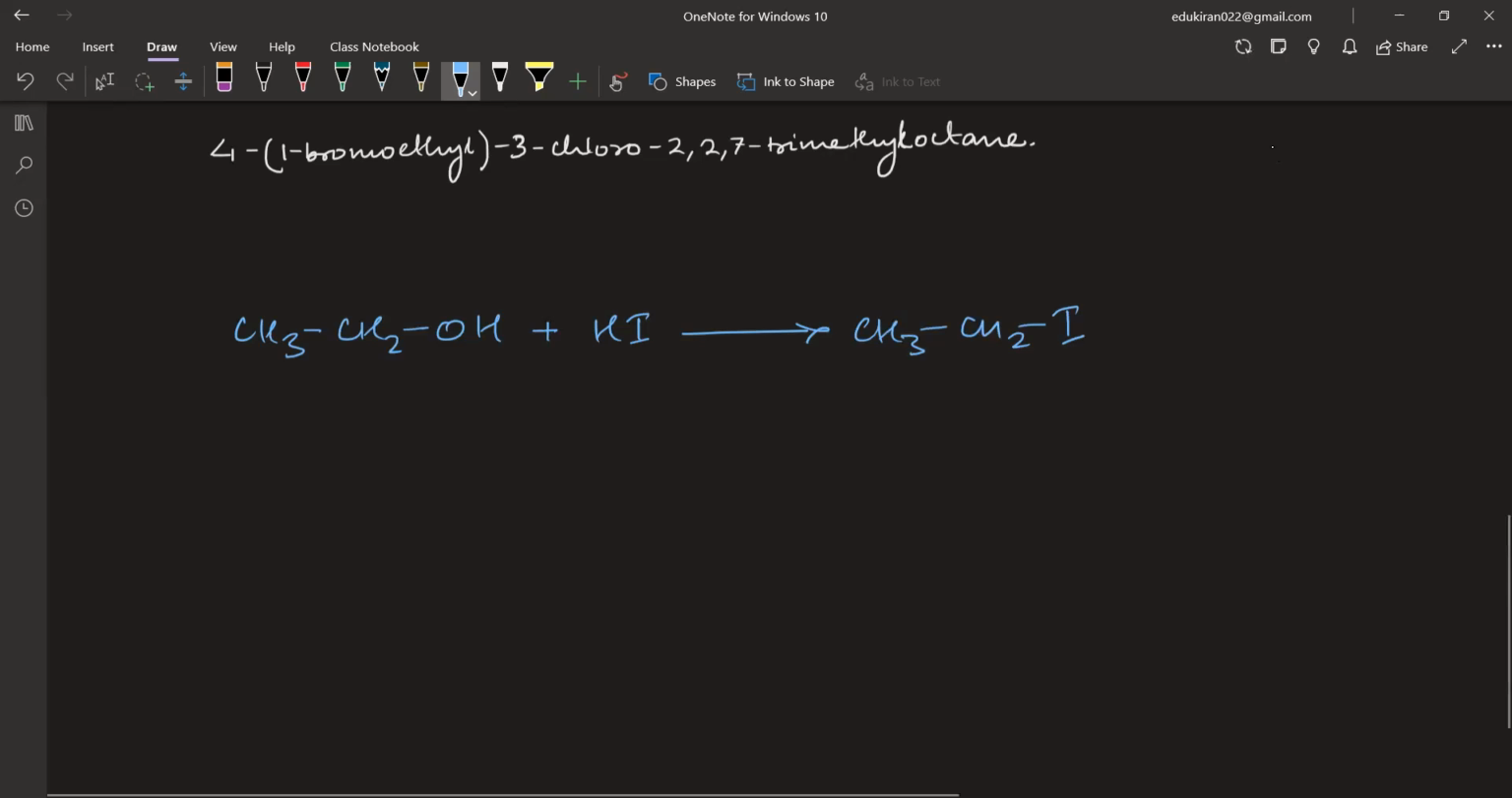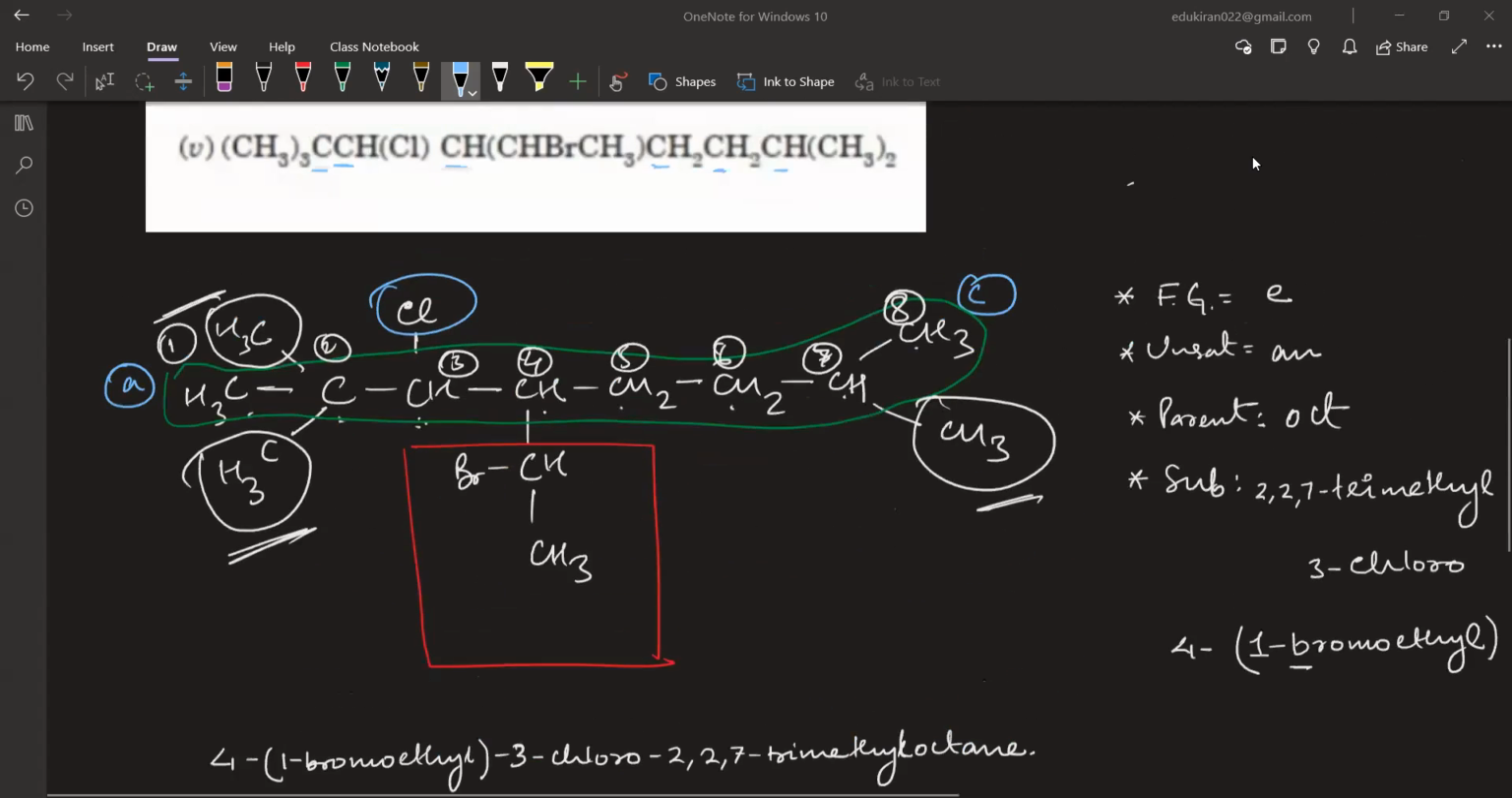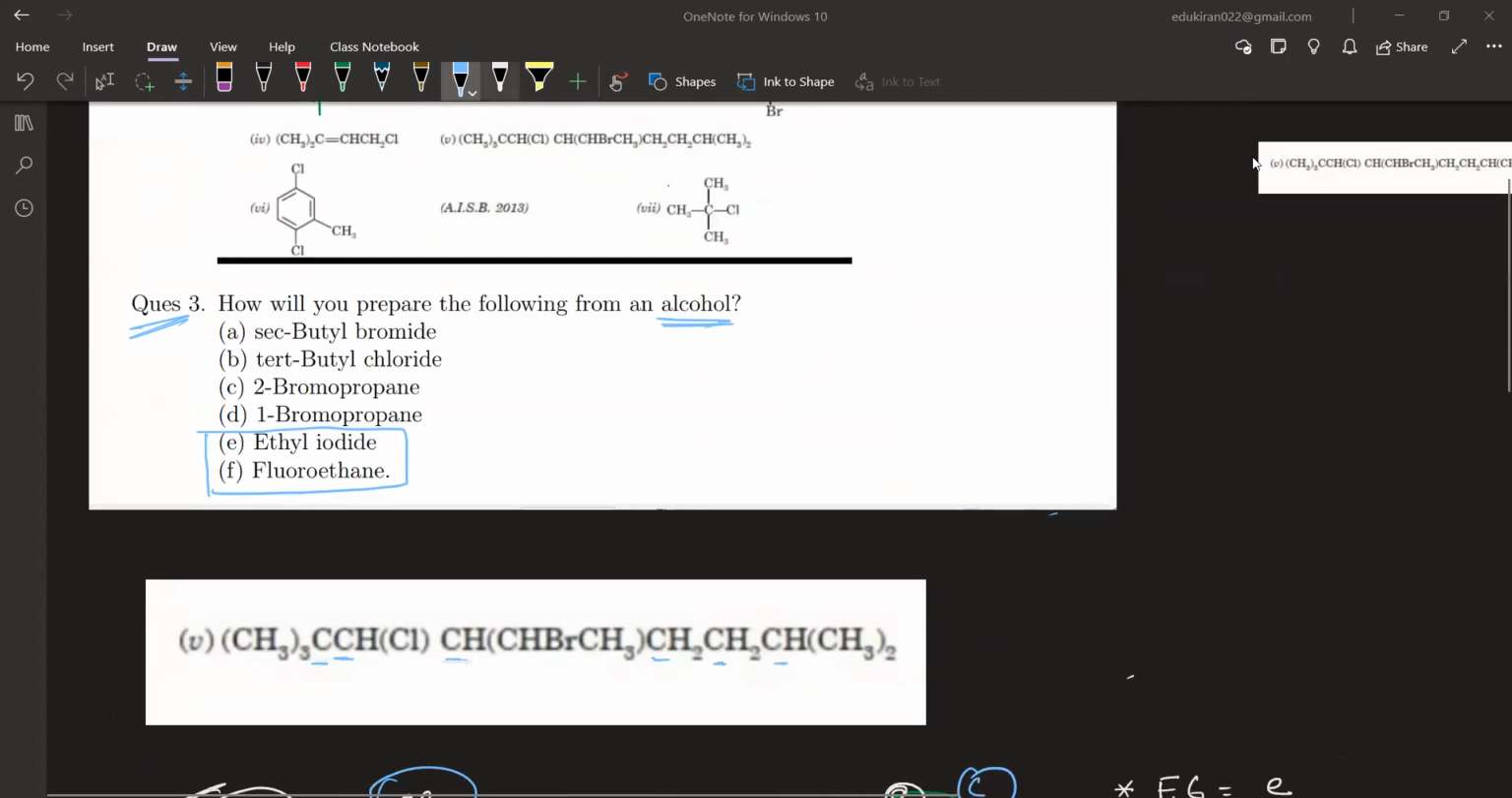Kulsum, any doubt? No, sir, I got it. Fluoroethane will not be formed. You cannot make fluoroethane directly from alcohol, it is difficult. So we'll see how we can make fluoroethane starting from alcohol, but we will do one reaction first and then you will understand how we can do this.